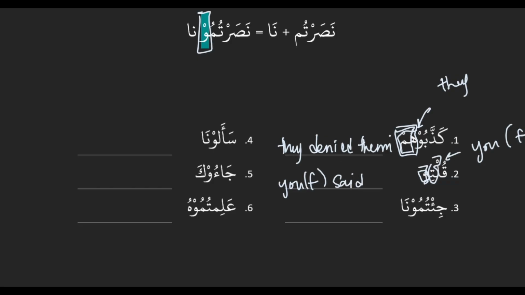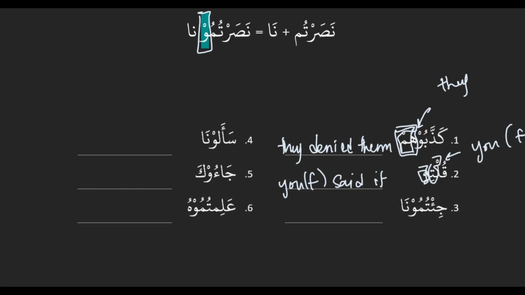Said him. Said it. Said it, right? Huwa and he translates as him or it. And here, obviously, which one makes more sense? It. Okay. Ji'tumuna. What's happening here?